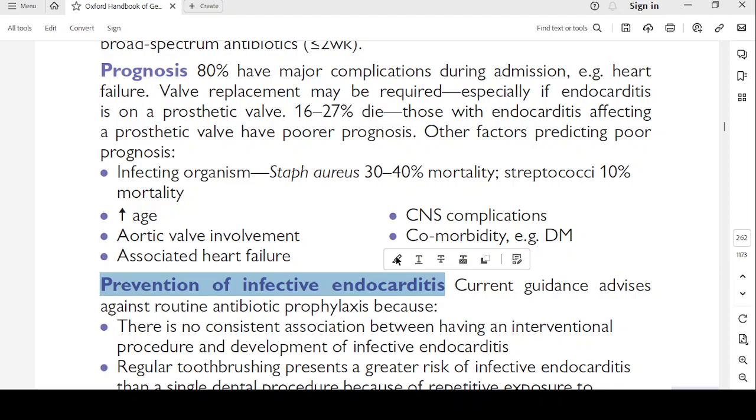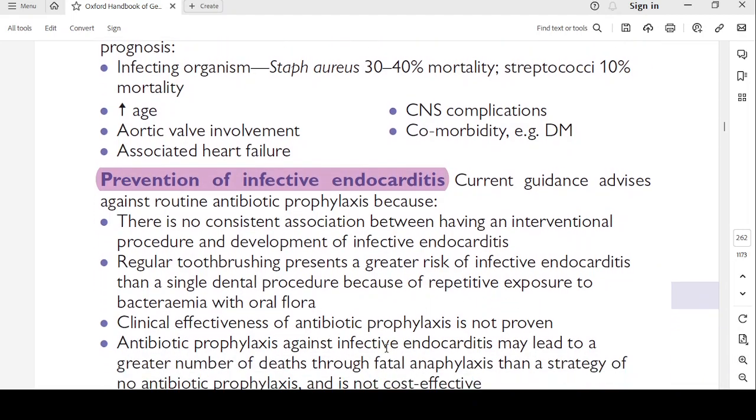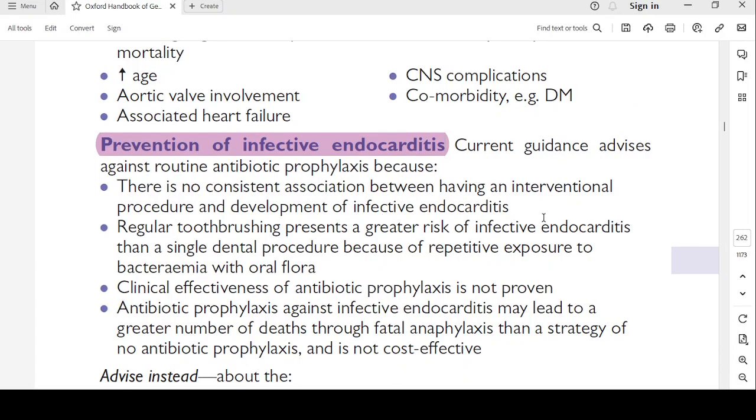Prevention of infective endocarditis. Current guidelines advise against routine antibiotic prophylaxis because there is no consistent association between having an interventional procedure and development of infective endocarditis. Regular toothbrushing presents a greater risk of infective endocarditis than a single dental procedure because of repetitive exposure to bacteremia with oral flora. Clinical effectiveness of antibiotic prophylaxis is not known.